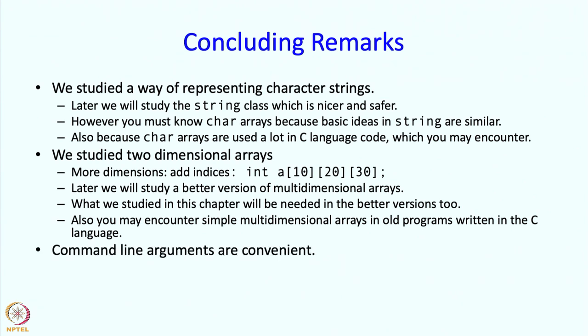Then we saw command line arguments, and these are often useful. You may want to say that, look, this is the file that I want to use, rather than get some data after running the program by cin. You can directly provide it as you type the name of the executable, as you start up the program. This is very convenient, and you should definitely write a few programs using command line arguments, and master this idea.